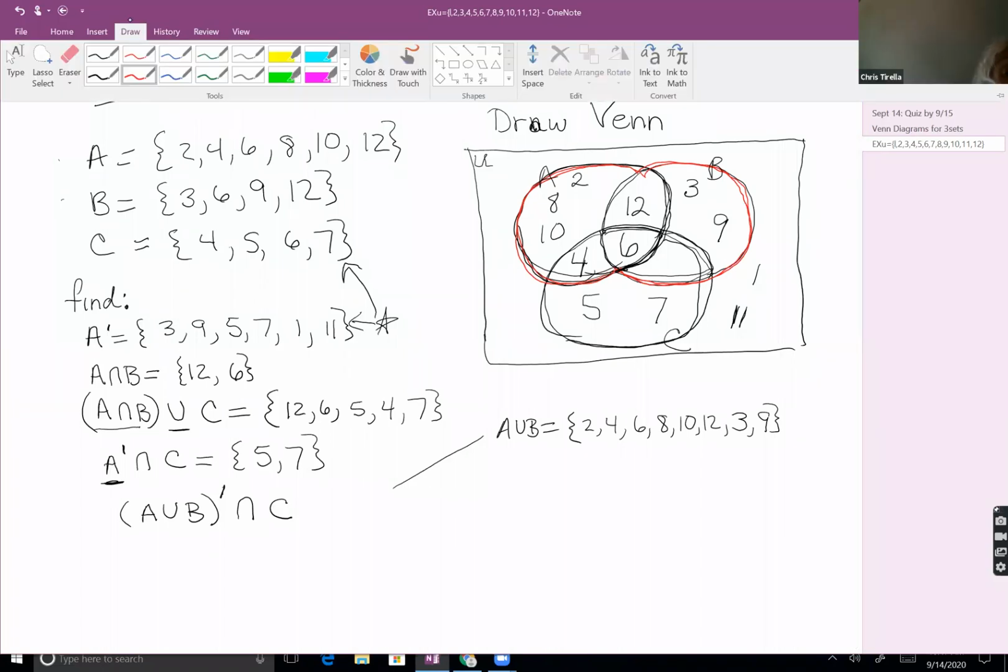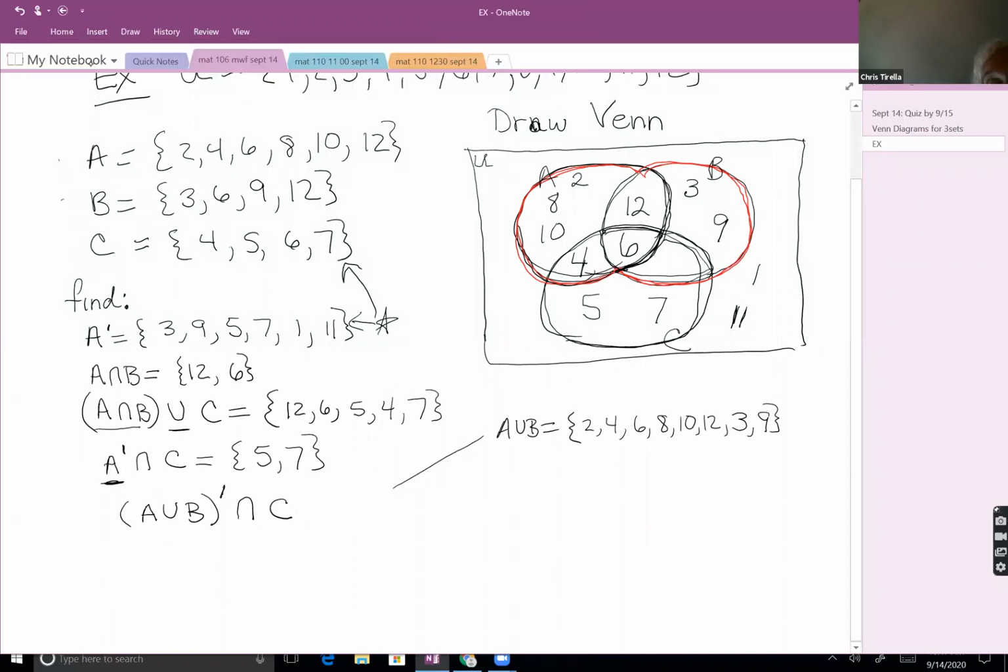Eventually, let's go through one step at a time though, okay? So when I look for A union B complement, I want the complement of that. So I want to exclude that. And excluding that, wouldn't that give me 1, 5, 7, and 11? Okay. So that's this part, or what's outside the ears.